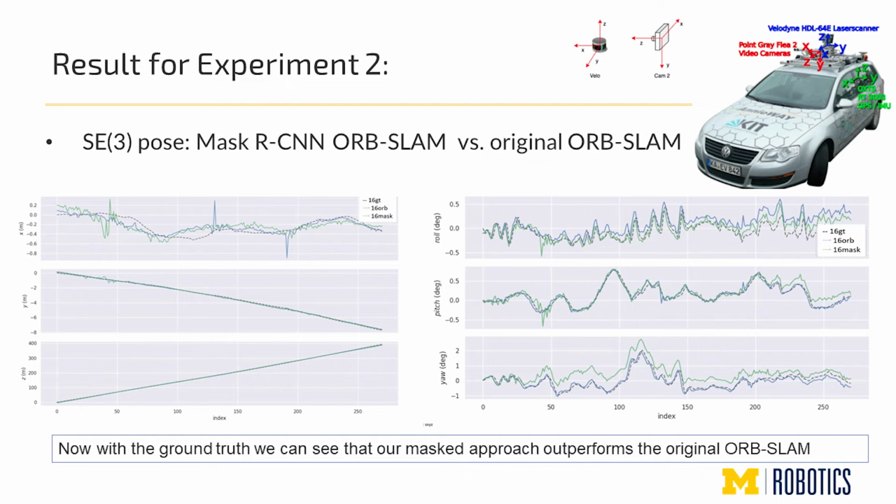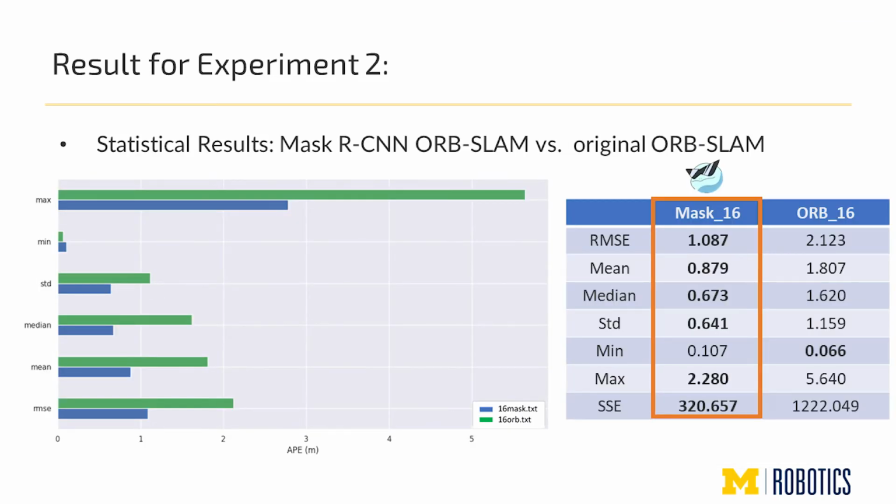However, in experiment 2, where we use our mask RCNN and have access to ground truth trajectory data, we are able to see that our approach does perform better than the original ORB-SLAM. The left graphs show position, while the right graphs show angle. When comparing average pose error, we can see that our method halves the error from the original implementation.